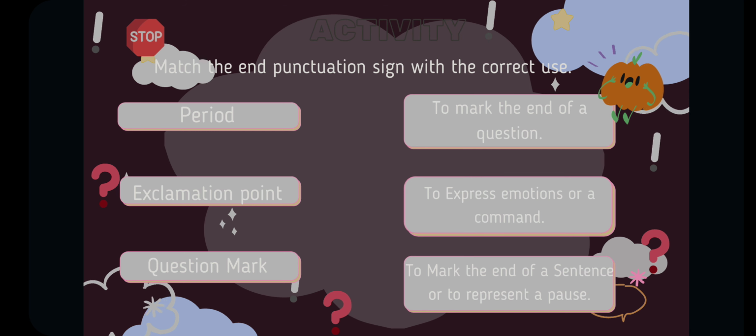To end this video, we would like to share with you this simple activity. It will take just 2 minutes, and it's to match the end punctuation sign with the correct use. You just have to match, and that's all.